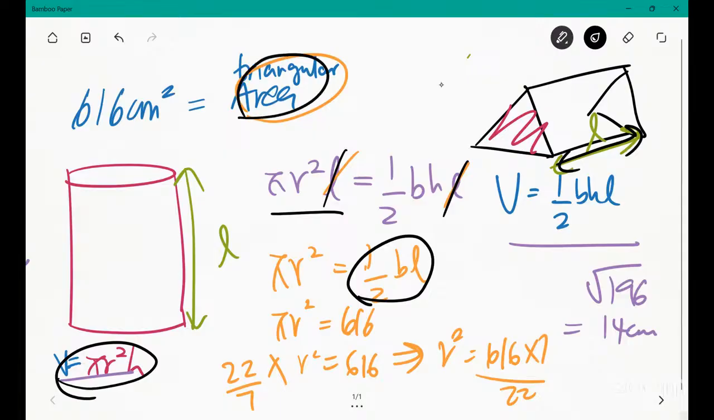So half BL is the triangular area. How did you find that? Remember, it's made up of triangles, so half into base into height, which is the area of a triangle. Equate it, and then you get pi r square is equal to 616, and then you simplify it further. This is the usual type of question that comes in your O-level paper. It's usually these two shapes with the area and the volume that come in your Paper 1 Part A, which is for 2 marks.